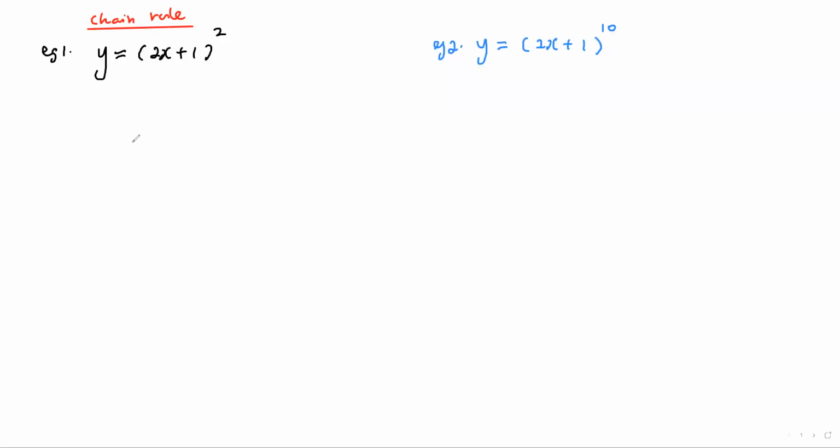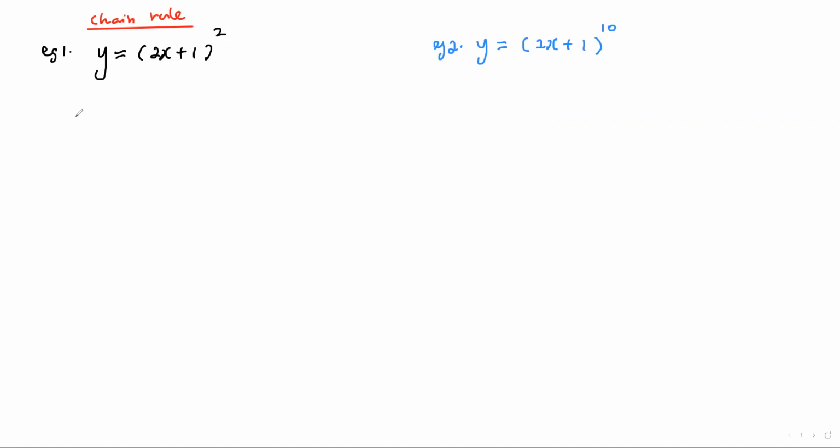In this video, I'm going to talk about the different techniques of differentiation. So we'll talk about chain rule, product rule, and then quotient rule. And then after that, I'm going to talk about how we can differentiate trigo functions, logarithm functions, and exponential functions. Okay, so let's start with chain rule.